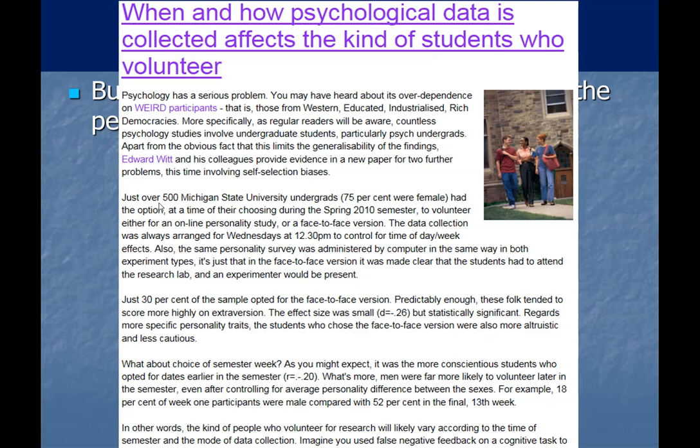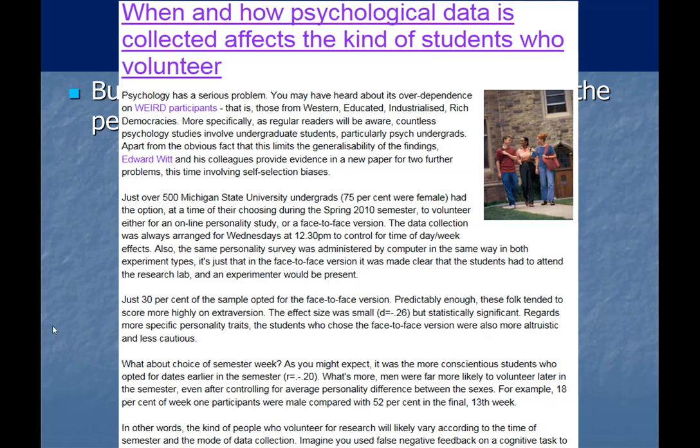So at this one school, they had a whole bunch of undergraduates at Michigan State who had the option to volunteer for a study. And there were two versions of the study that they set up: an online version where they did a kind of personality survey, or a face-to-face version where they actually had to go into a laboratory to do it. In both of these cases, they did the study on Wednesdays at 12:30, so it's the same time, same day of the week and everything. The same personality survey was administered on a computer in the exact same way. So the only difference was the people who chose to go to the face-to-face version or the online version.